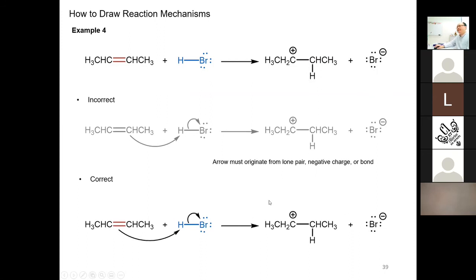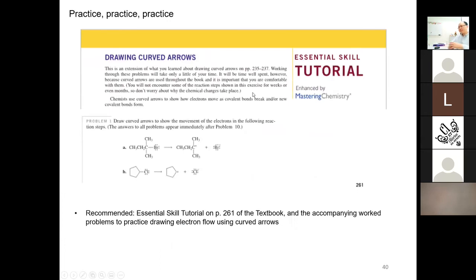So this type of mechanism, in which an alkene is protonated by an external acid, is a very important step in a lot of the reactions we are going to learn in the later part of this chapter. All right, so the only way to be good at this arrow pushing is practice.